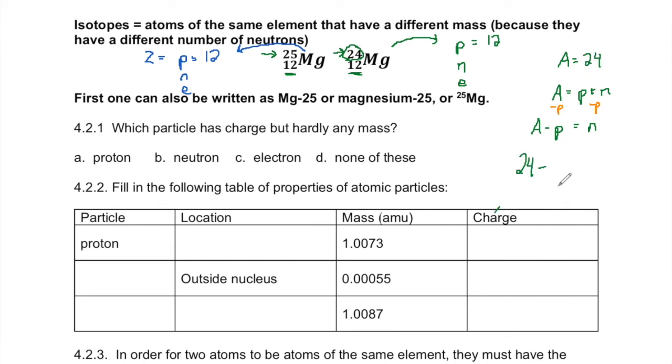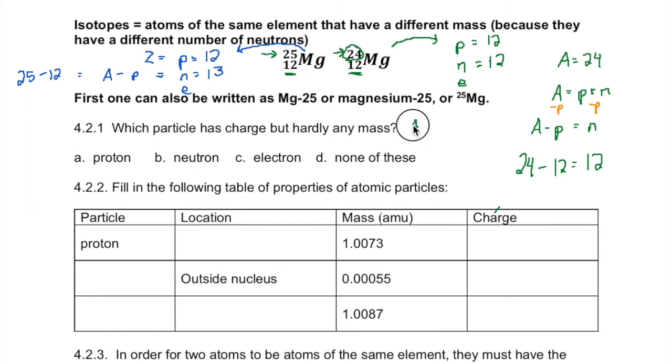So our mass number is 24, our number of protons is 12, and that gives 12 as the number of neutrons in this isotope. So when we take the mass number and subtract the protons for this isotope on the left, we get 25 minus 12. So our number of neutrons in this is 13, which gives us a higher mass.